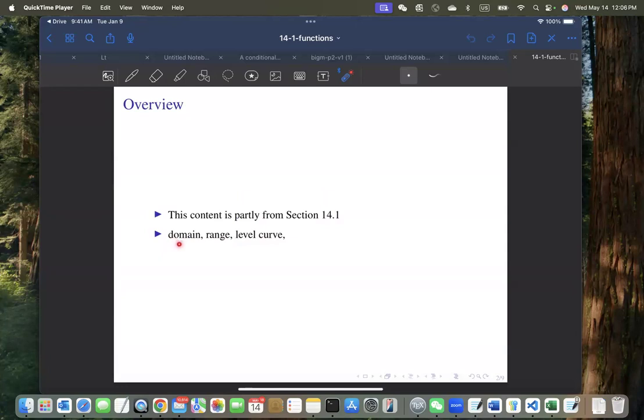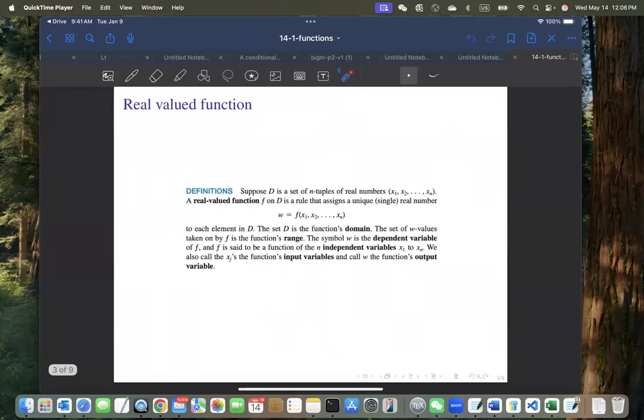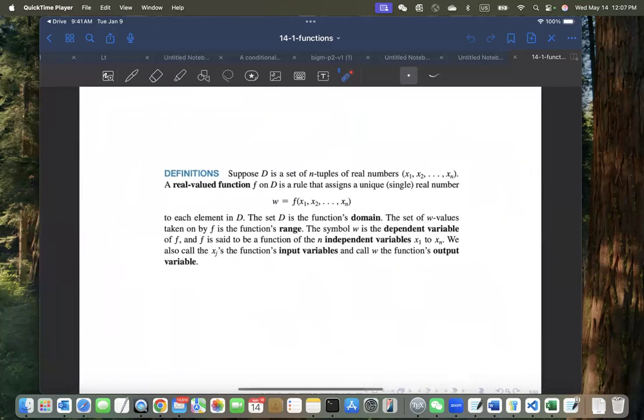Domain and range are just common concepts for every function, universal. We learned this in Calculus 1 for single variable functions, and this is just a natural extension for multivariable calculus. So there's nothing new. But the level curve is a concept only available for functions of two variables or maybe three variables. So let's look at the definition.